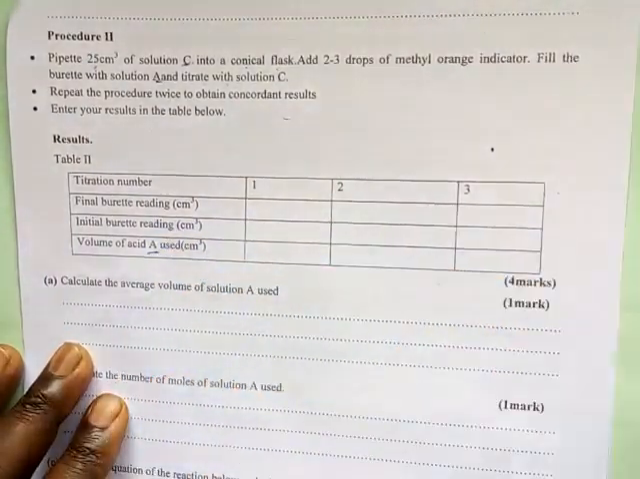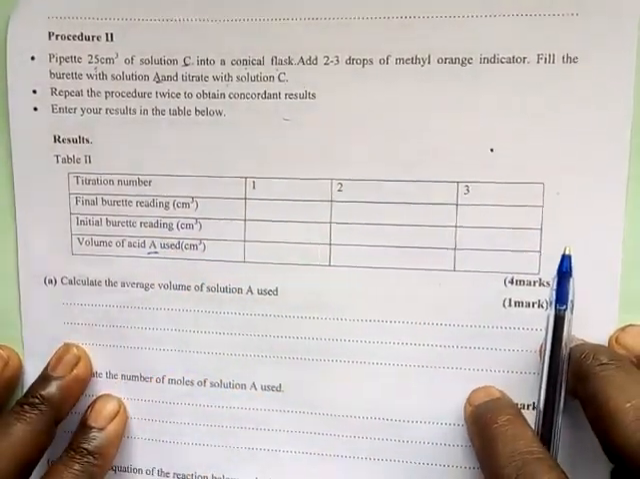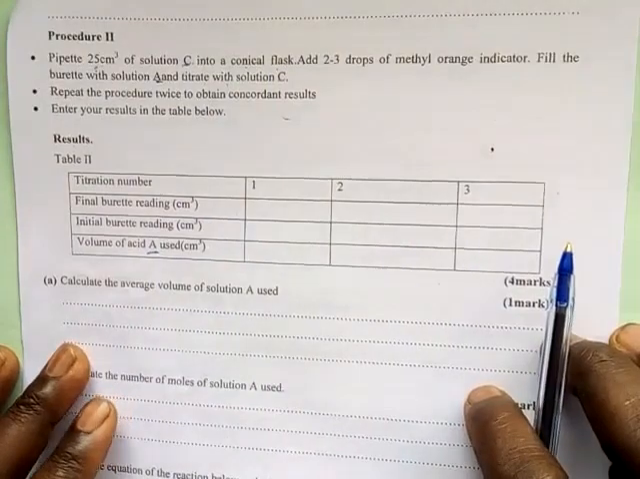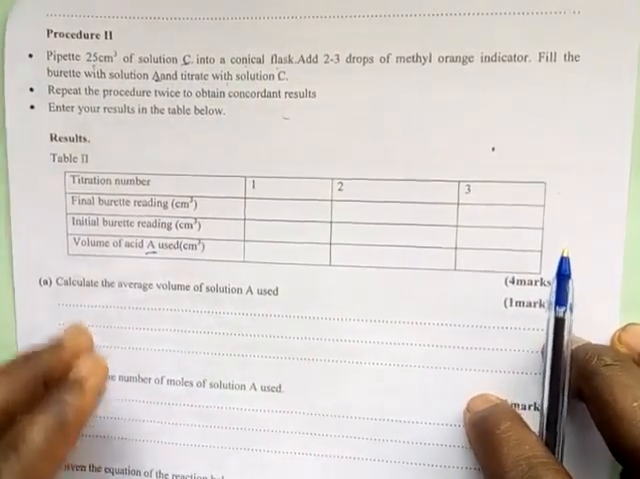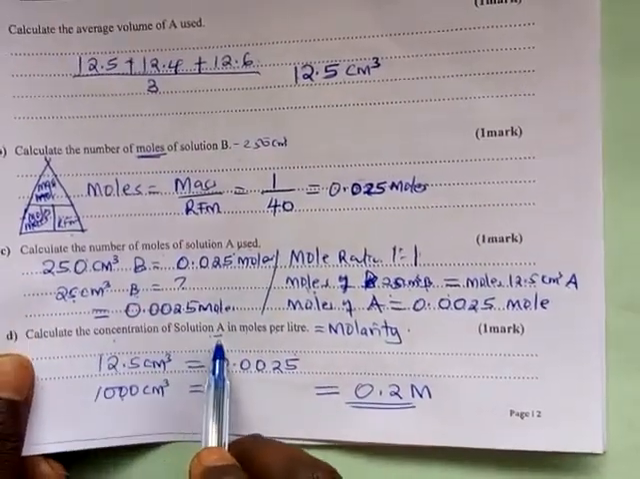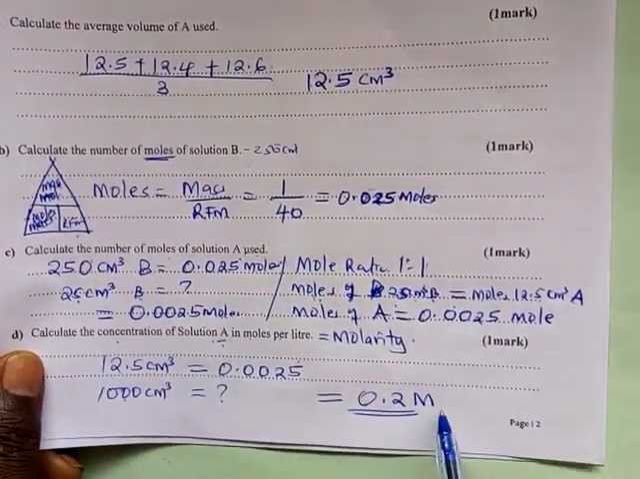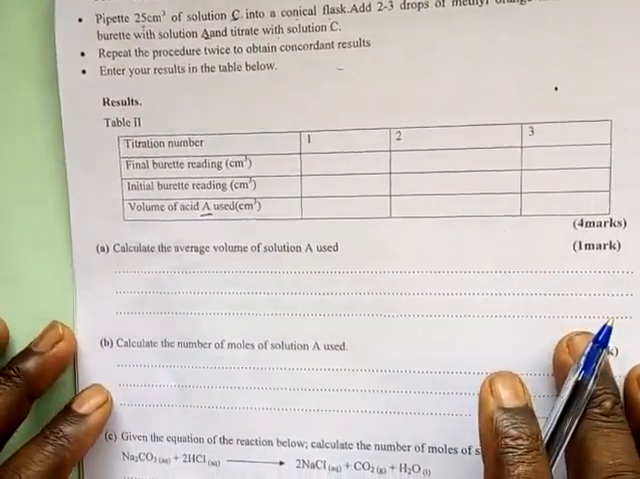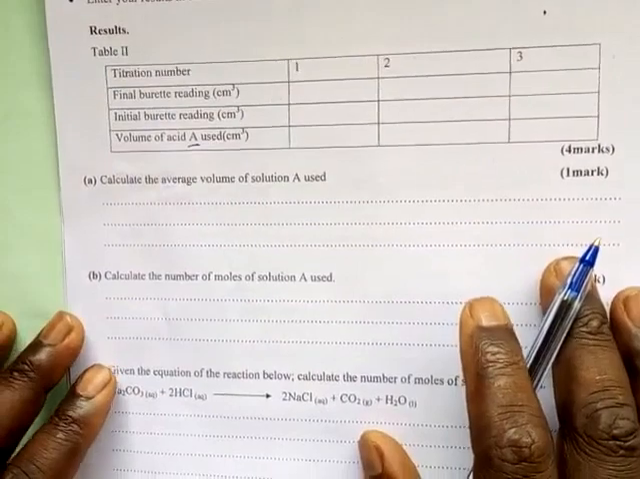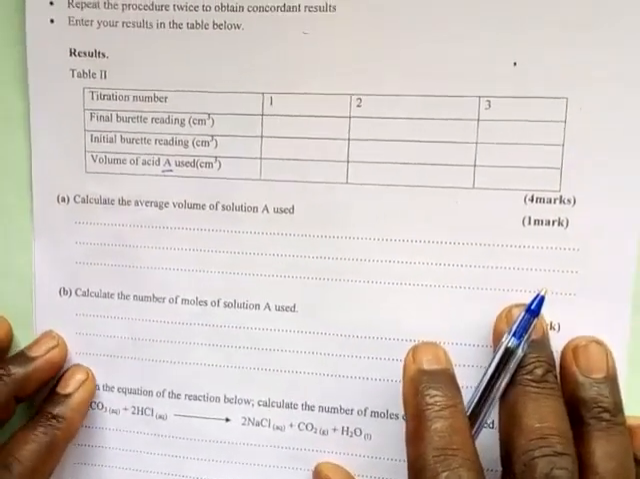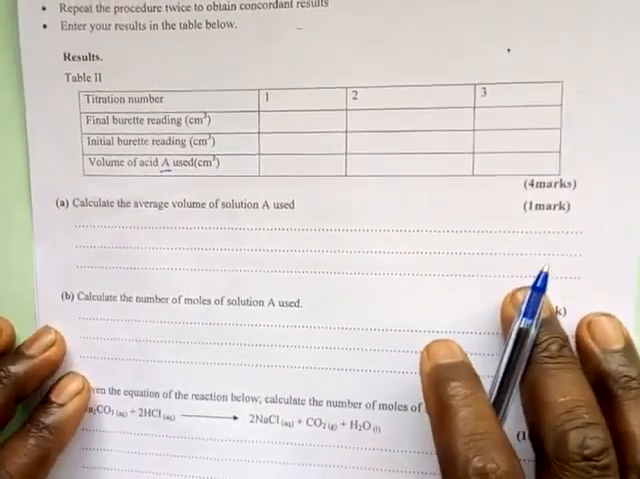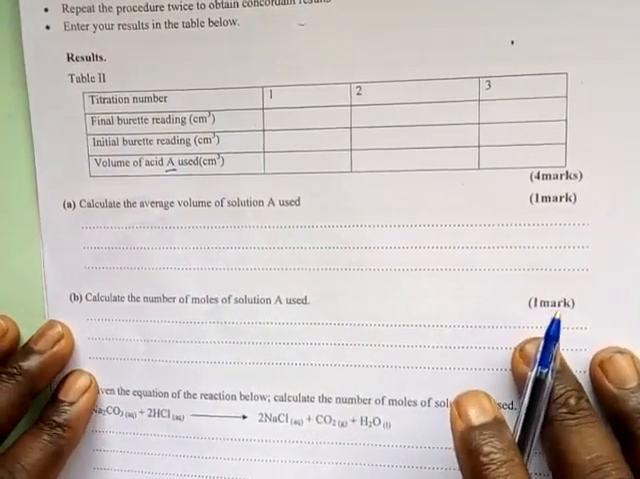But we know a lot of information about solution A. First, we know the concentration. We know the molarity of solution A, the one we have just calculated here. Molarity of A, we know it is 0.2 capital M. This one is going to be very simple because you need to connect from part A, procedure 2.